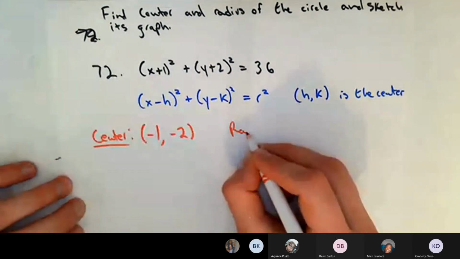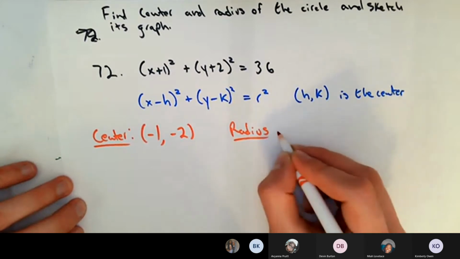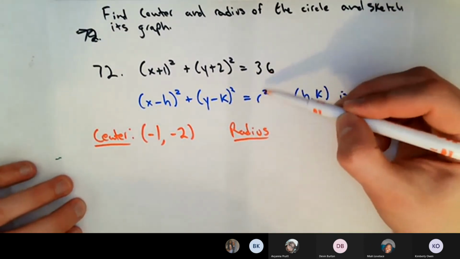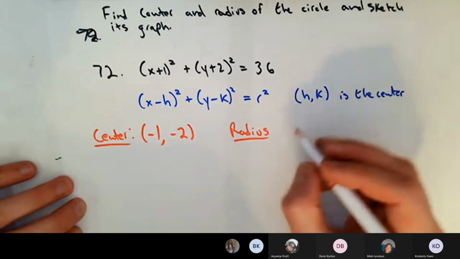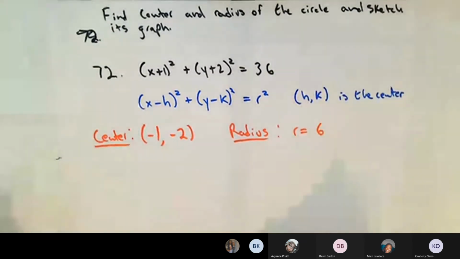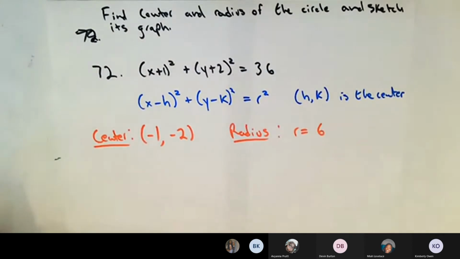Now my radius r is going to be, so 36 is directly equal to r squared. So my radius is not 36, right? It's 6. It's the square root of 36. All right, so it's 6.